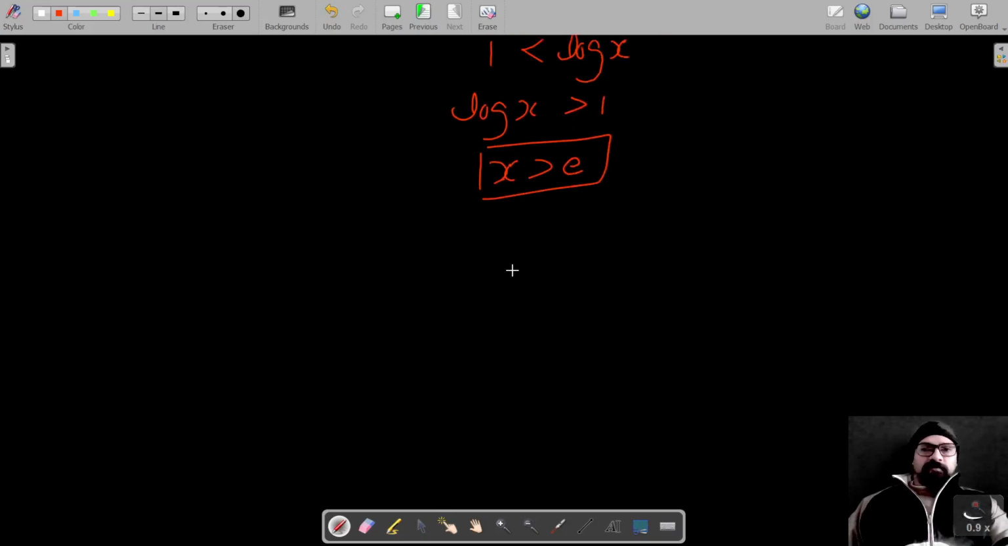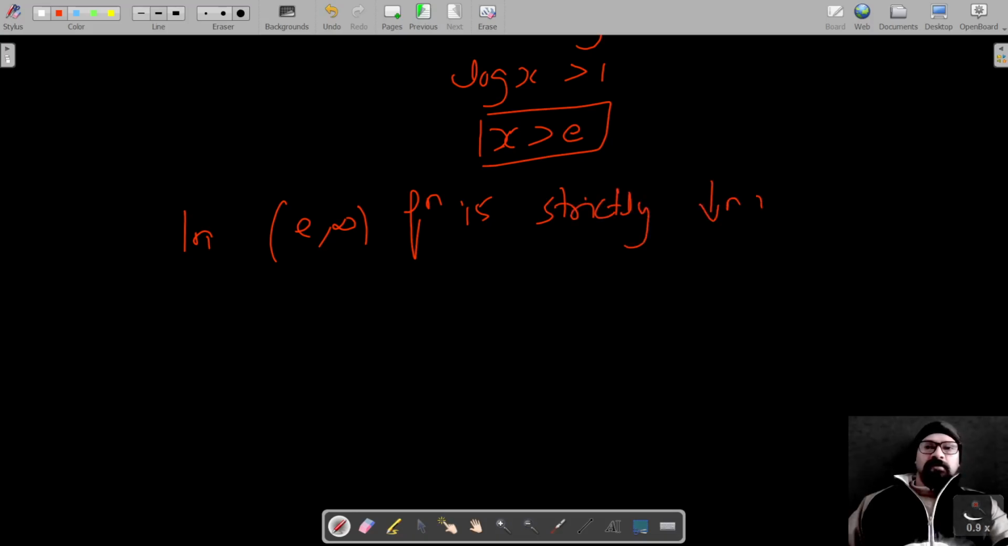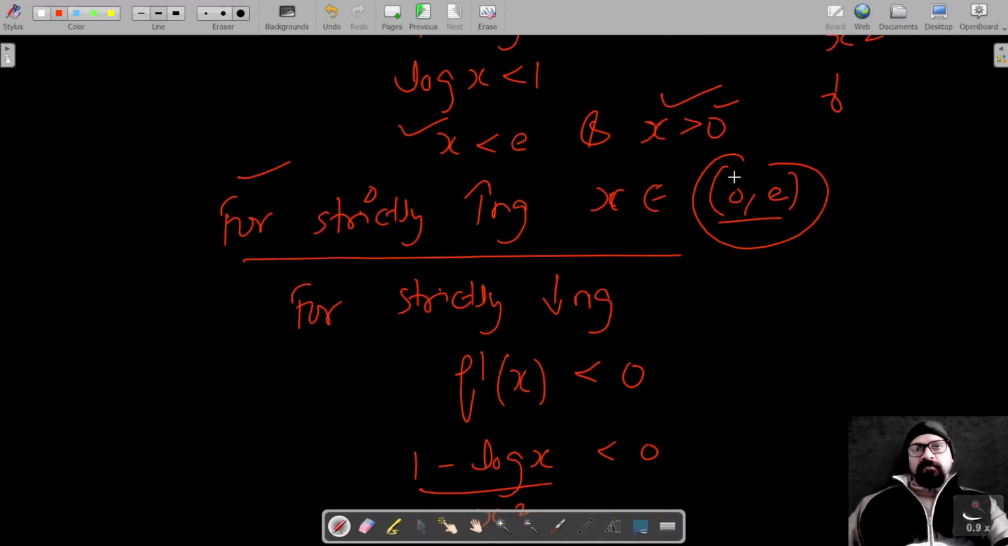So x is greater than e, that means in the open interval from e to infinity, the function is strictly decreasing. So it's decreasing in the interval e to infinity and increasing in the interval 0 to e.